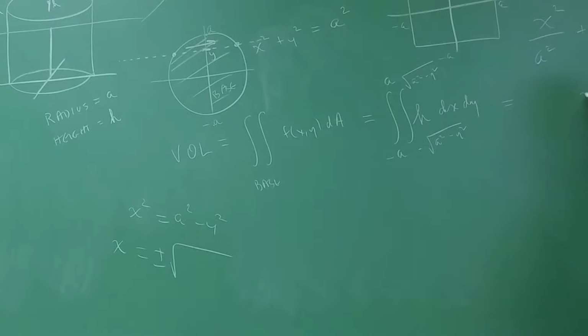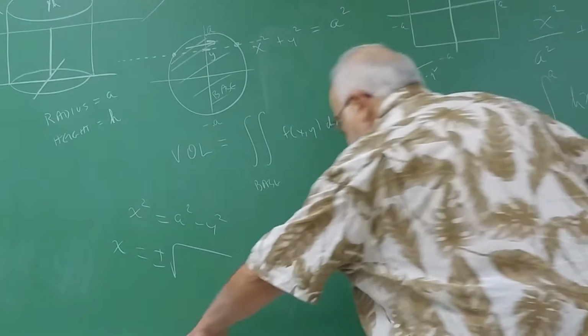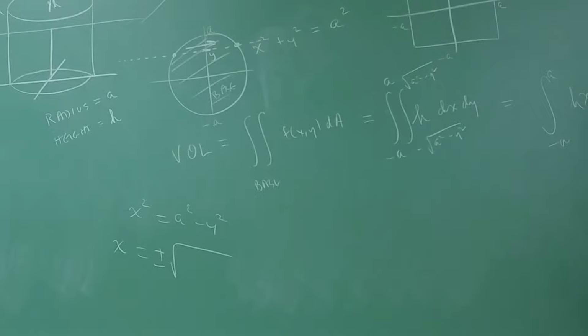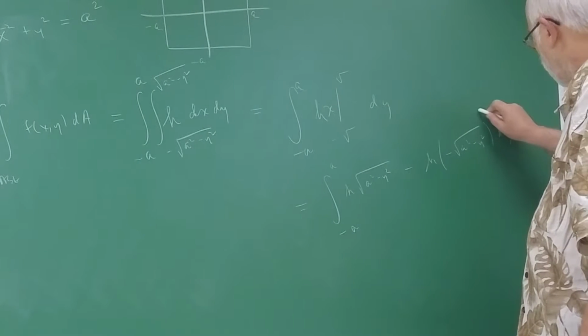And after one step, let's see, h times x. From negative square root to positive square root, integrate negative a to a. Get rid of the ellipse. And then dy. And so when I put this in here, I'll have h times the square root of a squared minus y squared minus h times the negative square root of a squared minus y squared dy.